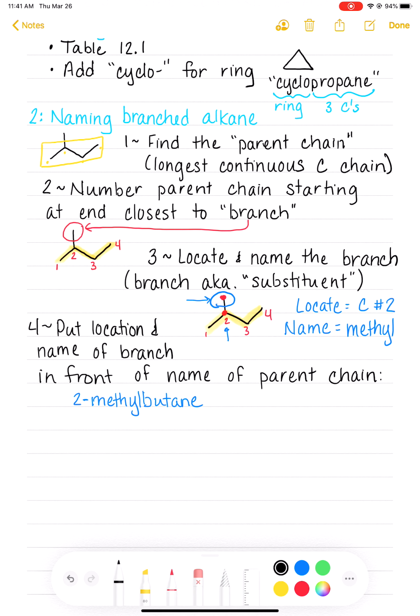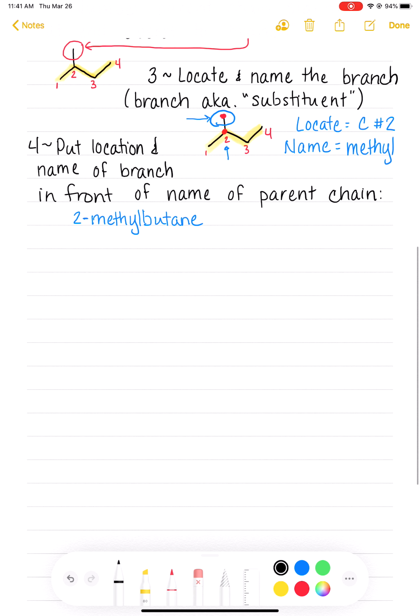Then we locate the substituents, what carbon they are on, and we name them based on how many carbons are in the substituent or the branch. And we put all of that together to make the name of the molecule. Let's look at another example. It's a little bit trickier.